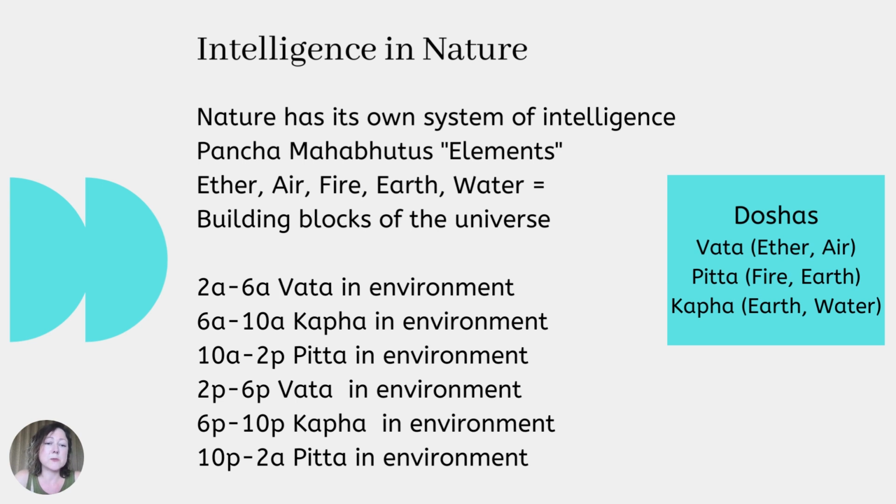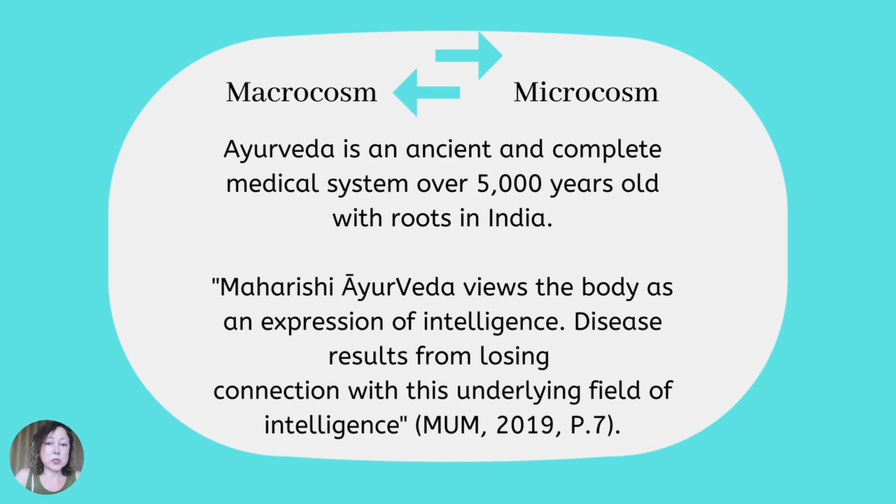So the qualities of Vata are found between 2 and 6 a.m. Kapha is found in the environment between 6 and 10 a.m. Pitta is found in the environment between 10 and 2 p.m. Vata is found in the environment between 2 and 6 p.m. And you can see Kapha and Pitta again. So the intelligence is found in nature, but is also found in our own physiology. I like to say the macrocosm to the microcosm.